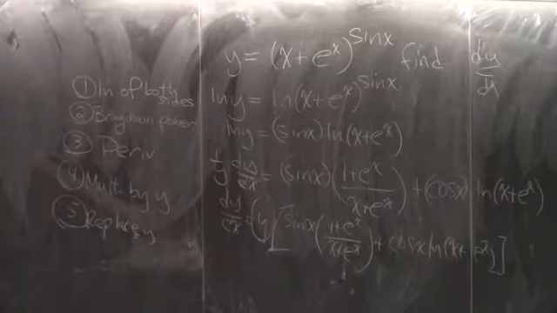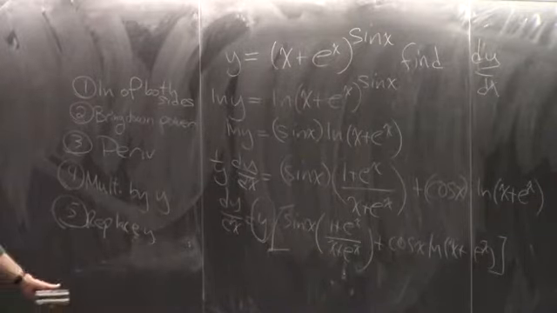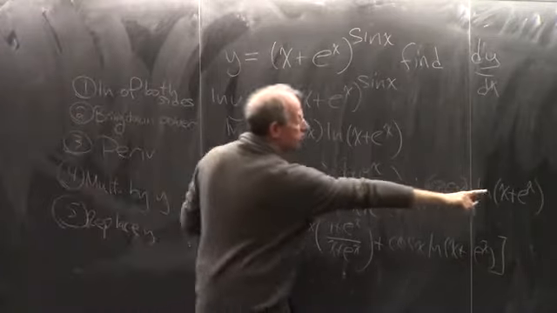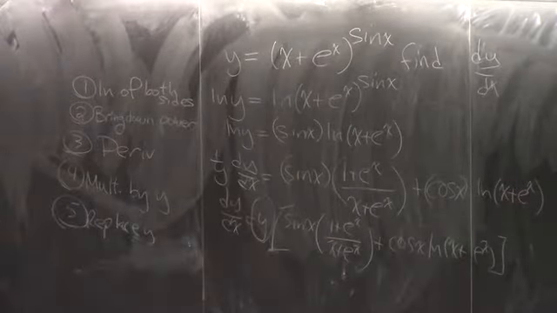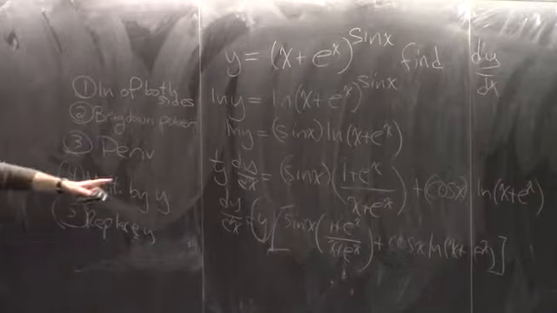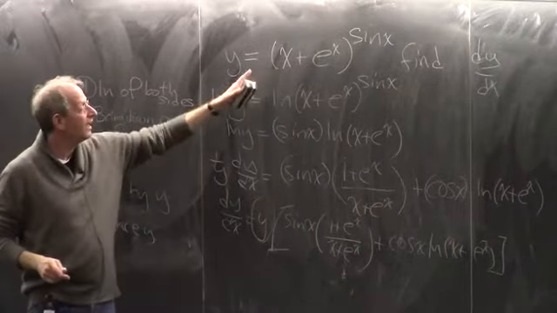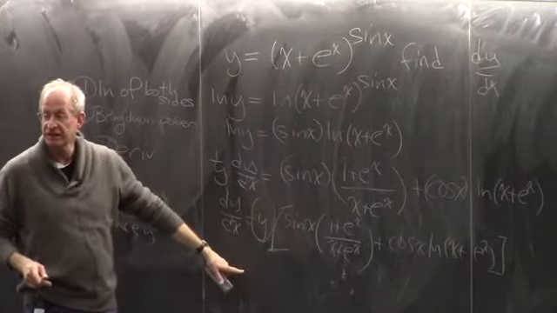Yes, Dave? You have to put the brackets. Well, it's y times this whole expression. So you can use parentheses, you don't have to use square brackets, but you have to use something to demonstrate that you know it's y times the whole thing. And then you want to replace y with x plus e to the x to the sine x.